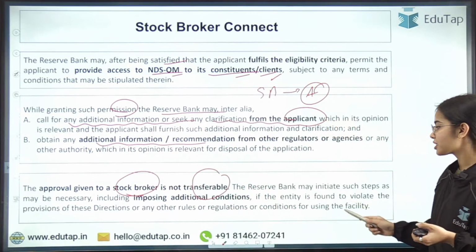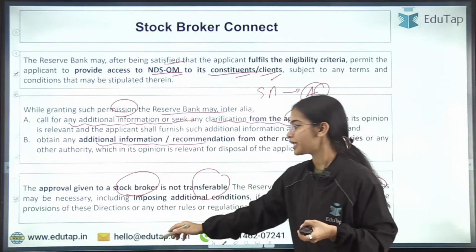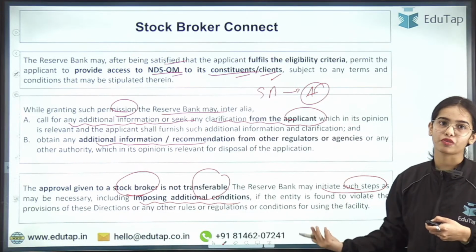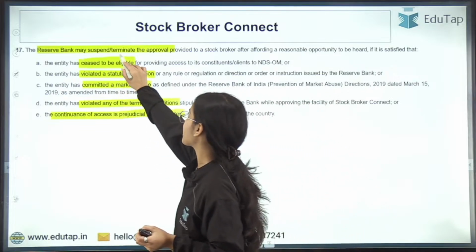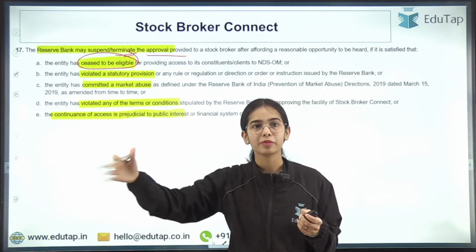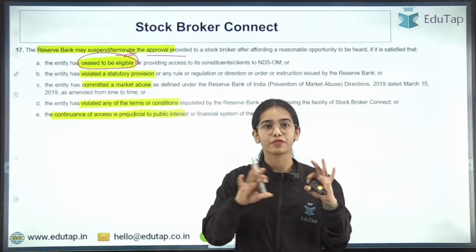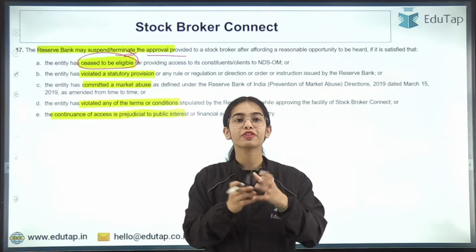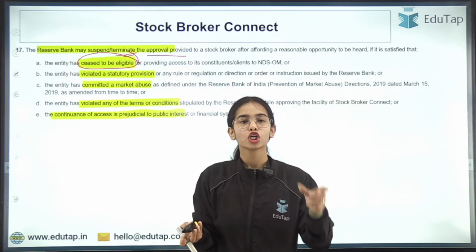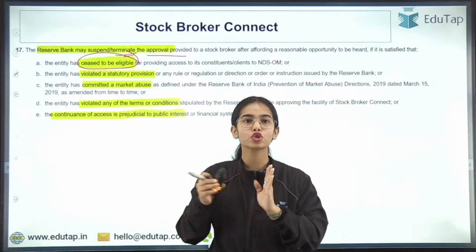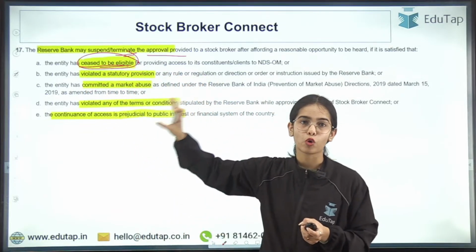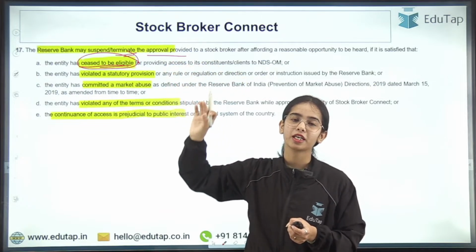That is not possible. And the Reserve Bank of India may initiate such steps as may be necessary, like imposing additional conditions if the stockbroker violates any of the terms and conditions of the RBI. Now the Reserve Bank of India may suspend or terminate the approval if the eligibility criteria cease to be met. Let's say the settlement arrangement of the stockbroker with the clearing member has finished. So now the stockbroker has no arrangement with any clearing member, and the eligibility criteria is not being followed, so the approval will be suspended by the Reserve Bank of India.